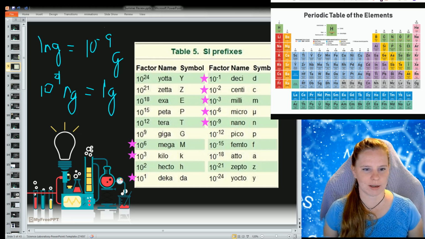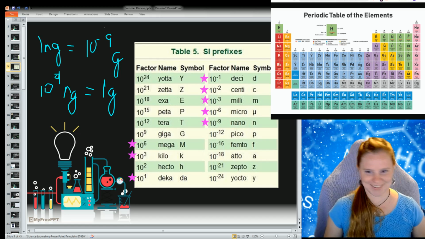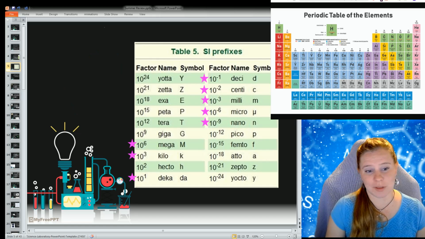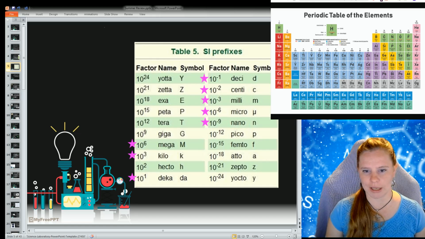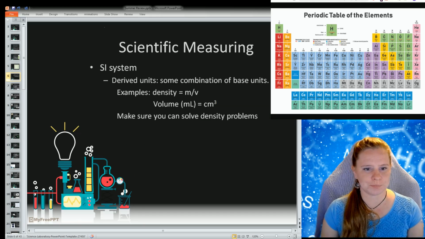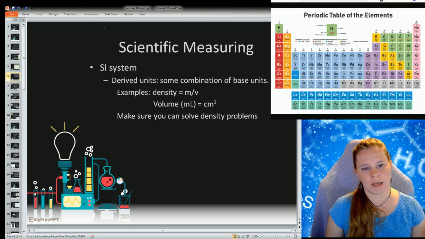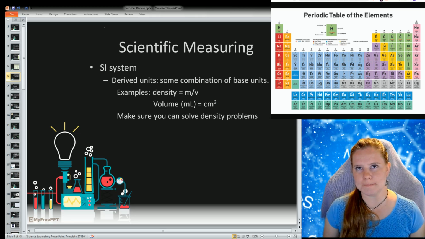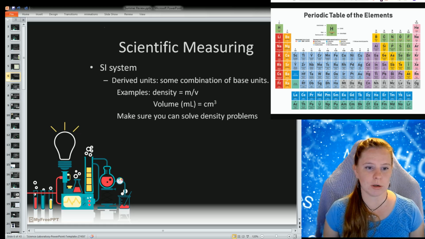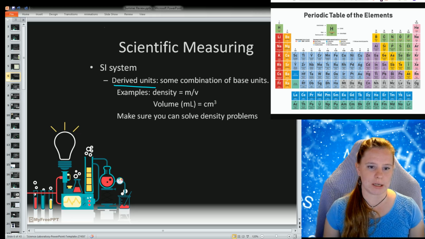Some of these you might recognize, like giga and tera. If you're a computer person, you know what those are, right? They have to do with computers. Okay, that's where they get them from. They're 10 to the 12th, 10 to the 9th, those sorts of things. Alrighty. So, a couple more things here. We'll be done just in a second. SI system is, we just talked about that with the base units, but you can also get what's called derived units. And these are going to be some combination of base units, like density.